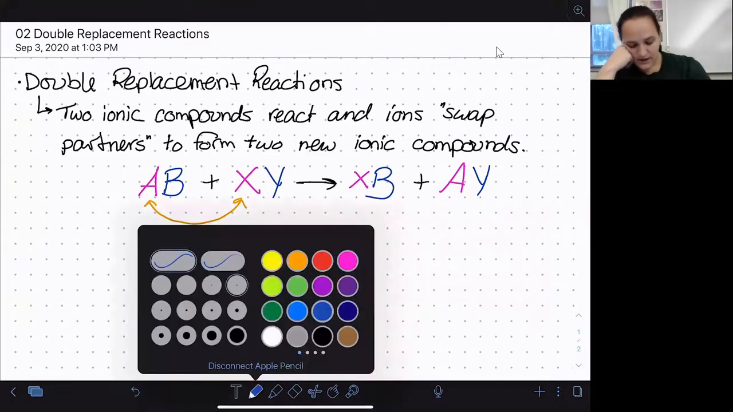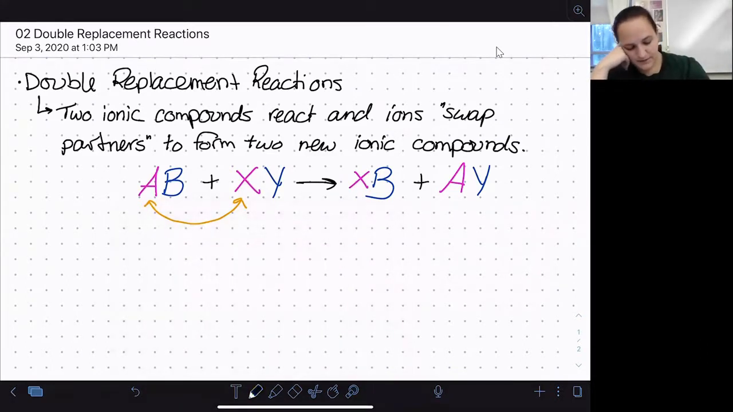So let's look at a more specific example. I'm going to start out in words, in names, and then we're going to write the formulas. Because I think it helps to think in names first, where you're just swapping the words. And I'll explain why as I go along. So let's think about the reaction that would happen between sodium iodide and aluminum nitrate.